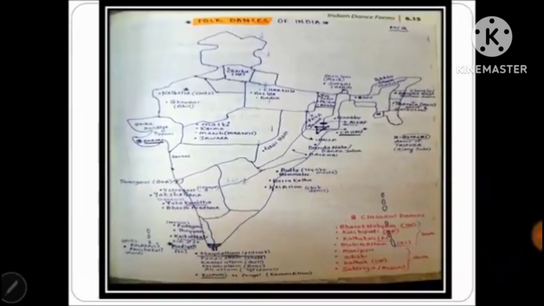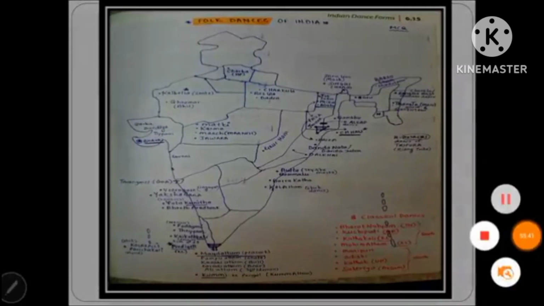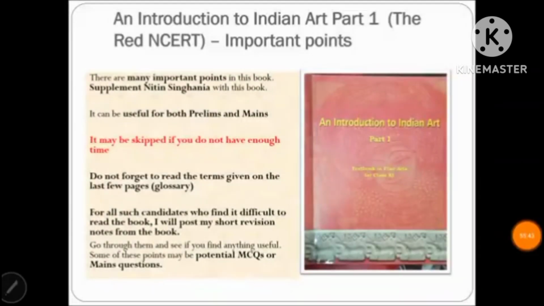The second important source for art and culture is this red book, the red NCERT. As you can see here, this is the book, get it from the market. There are many important points in this book. Supplement Nitin Singhania with this book. It can be useful for both prelims and mains. However, if you have less time, it may be skipped. But do not forget to read the terms given on the last few pages, the glossary.